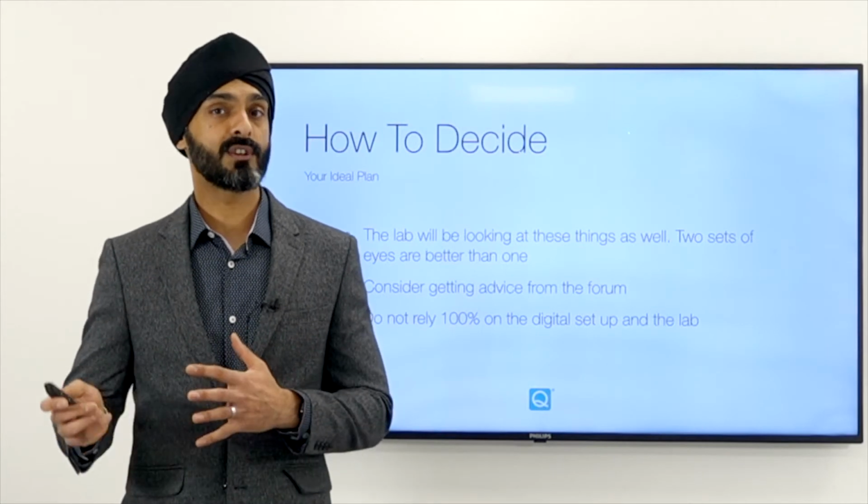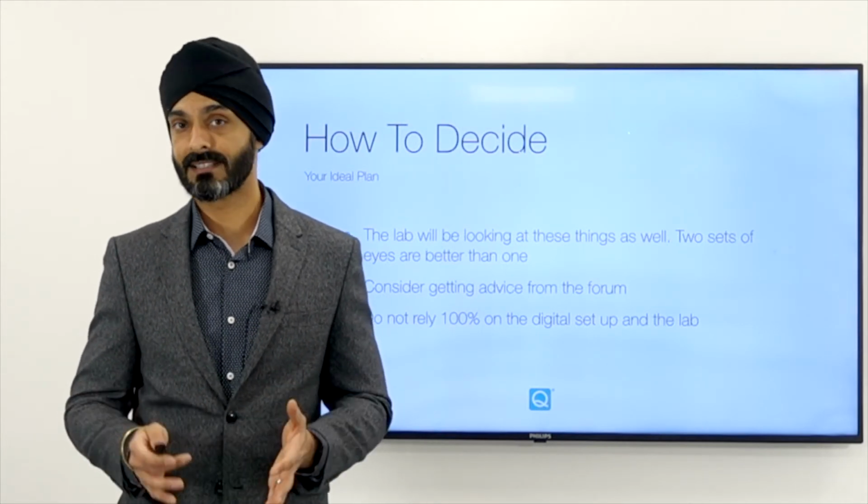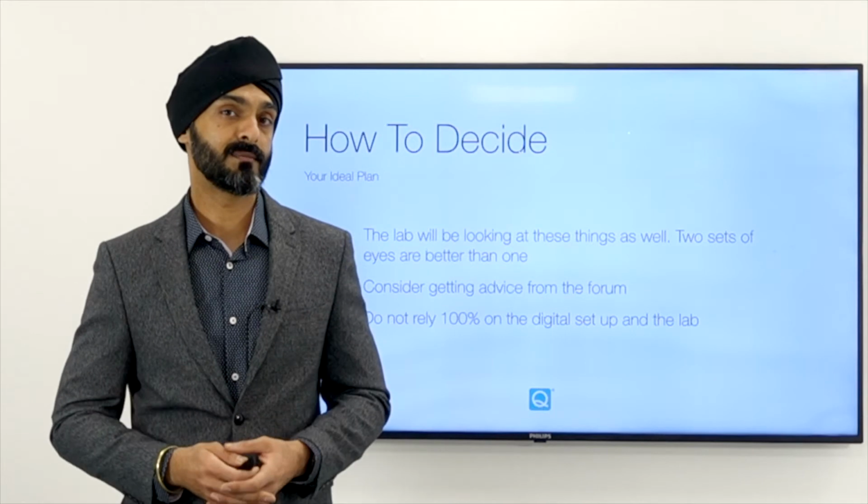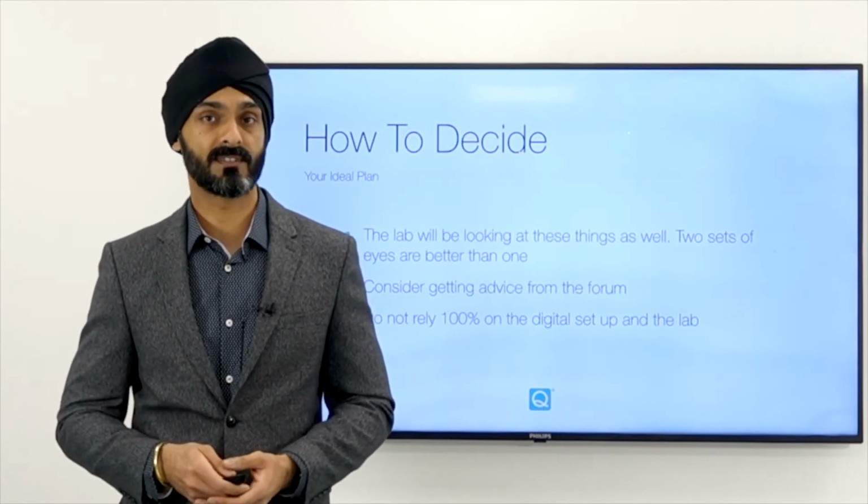But one thing I would say is don't rely 100% on the digital setup, because this is only part of the information you need in order to make the right decisions for your patients.